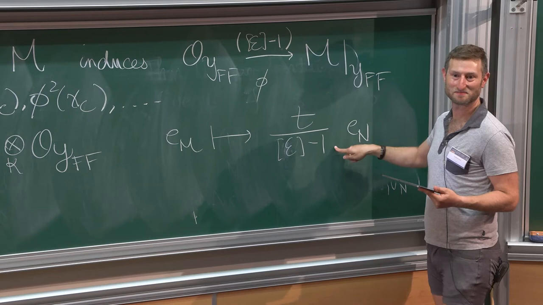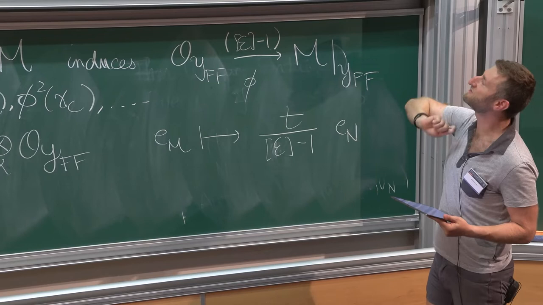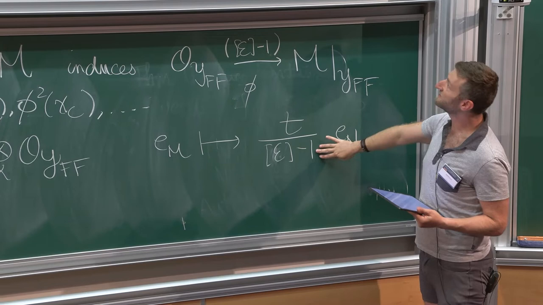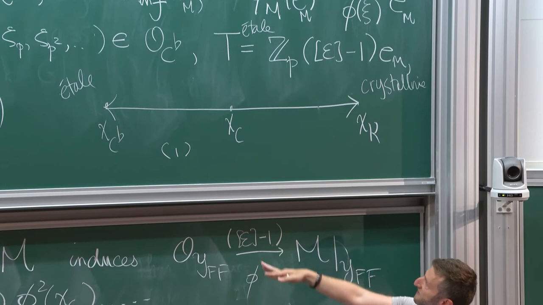But T has its own zeros. T has zeros on every phi-translate of XC, both positive and negative, but dividing by this cancels them out to the left. So this only has zeros to the left of XC and none to the right. So this is an isomorphism over here.